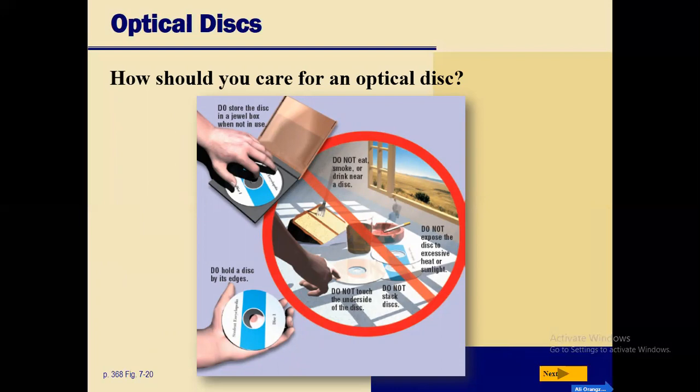Okay. How should you care for an optical disc? We have to protect it from dust, and also try to clean your CD or DVD using a very soft, lint-free cloth. Make sure that you clean the disc using very light strokes, and evaluate your CD drive. There are times when the drive itself becomes corrupted, due to which the CD or DVD is not able to read and write. If your drive is corrupted, do not run the CD or DVD.